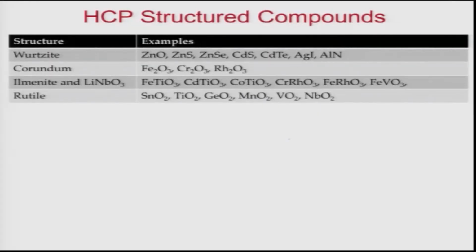And then we have HCP structured compounds, wurtzite for example, zinc sulfide, zinc oxide, zinc selenide, all these materials, corundum, iron oxide, chromium oxide, etc. Ilmenite and lithium niobate, FeTiO3, CdTiO3, cobalt titanate and so on and so forth. Rutile by tin oxide, titanium oxide, germanium oxide, manganese oxide, vanadium oxide, niobium oxide, many others. So, these are a few examples of these materials.